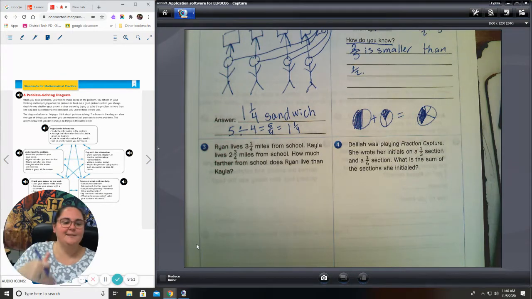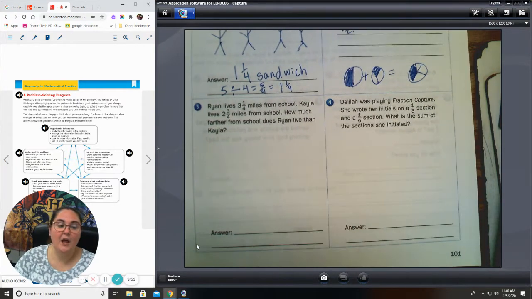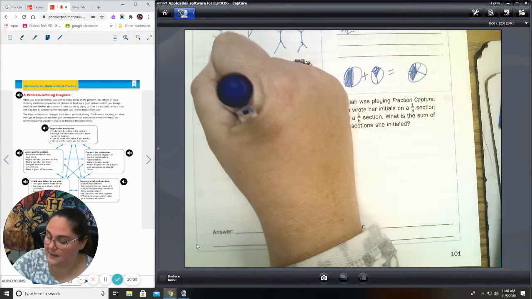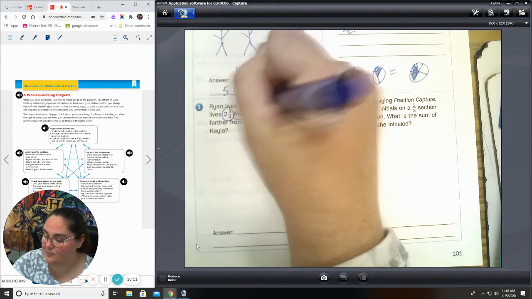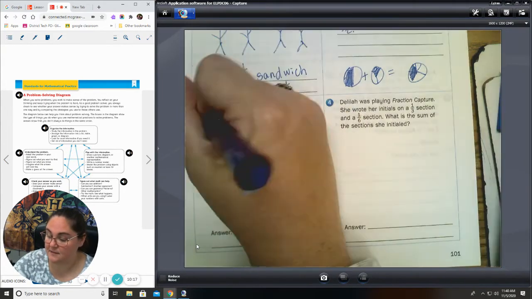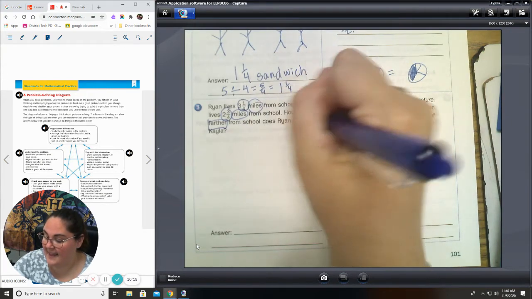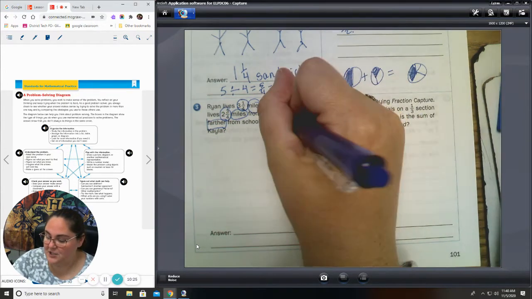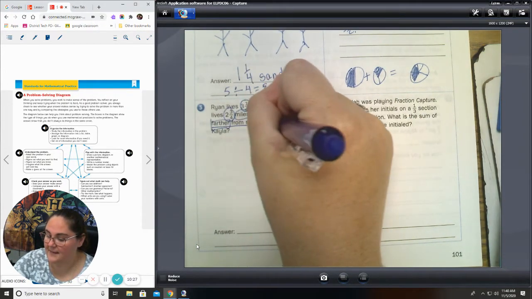Now, the next part. We're going to do this next one. Ryan lives 3 1/4 miles from school. Kayla lives 2 3/4 miles from school. How much farther from school does Ryan live than Kayla? Circle important numbers and units, so miles. Box in keywords. Farther than. Underline your question. I forgot that part. Sorry, guys.